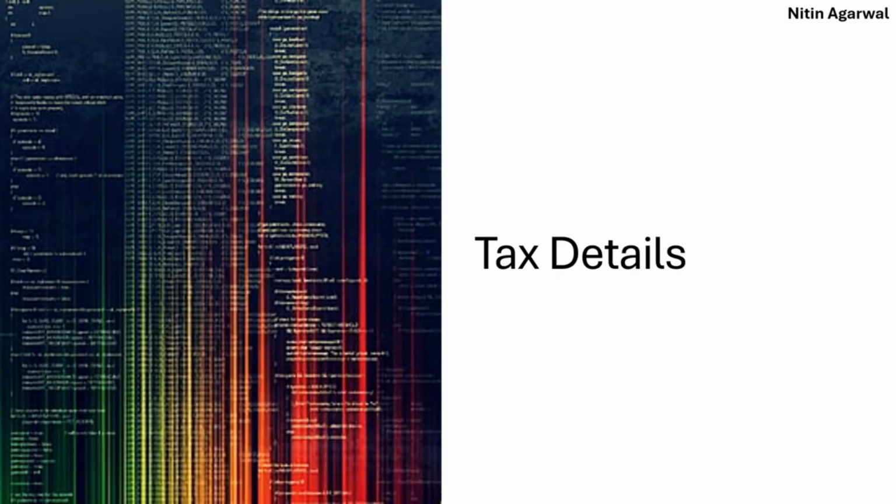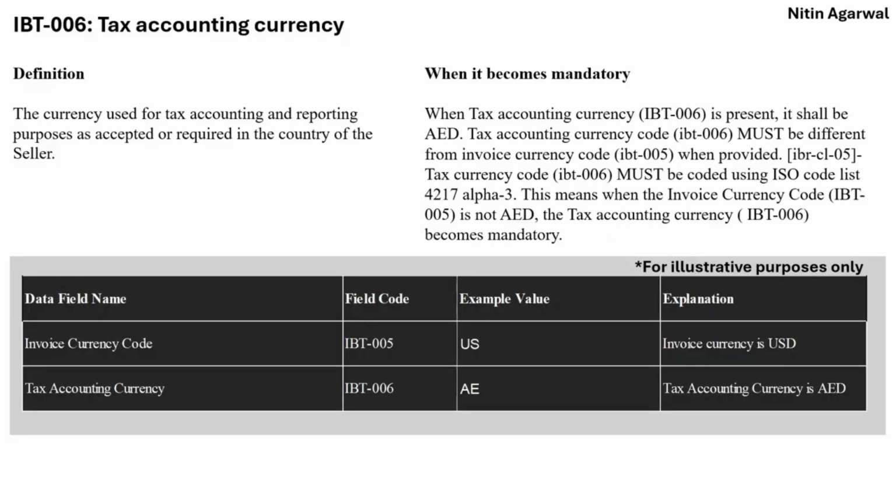With respect to tax details, there are certain fields which will be mandatory to be provided if certain conditions are present in the standard tax invoice. One such field is the tax accounting currency. For UAE, the tax accounting currency is AED. In case the invoice currency code is other than AED, the tax currency code must be provided.